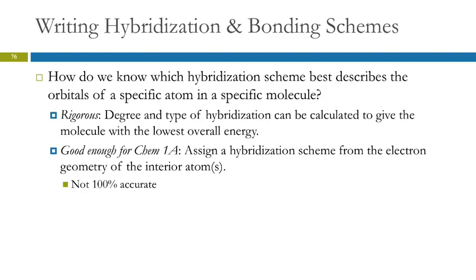Okay, so how do you know what hybrids it's going to form? Well, you could do calculations and figure out which one's going to have the lowest energy. That's too far for us. We're going to go with good enough for Chem 1A. We are going to assign the hybridization scheme based on the electron geometry of the interior atoms. It's not 100% accurate, but it's good enough. And so that's what we're going to do.